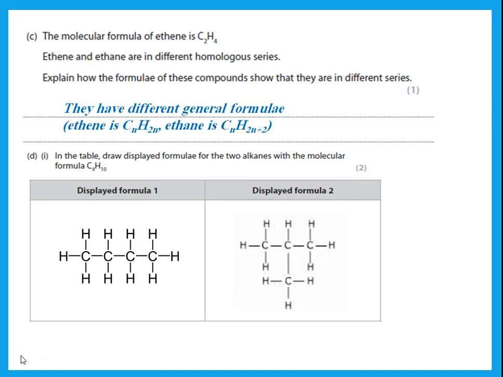In the table, draw displayed formula of the two alkanes with the molecular formula C4H10. So C4H10, these will be your answers. C4H10 is something that has 4 carbons. So either all the 4 carbons are in one chain, and this is called a straight chain formula, or it will be branched in which you have 3 behind each other and one of them is attached to the middle.